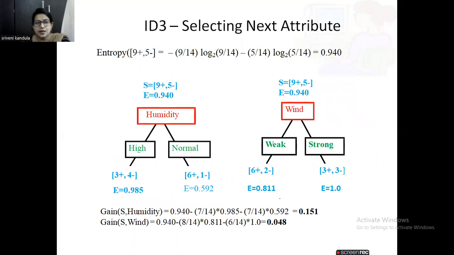Next, similarly, I have calculated the value of humidity and wind too. It is the same procedure. Just cross verify with my answers. Gain of S comma humidity is 0.151. Gain of S comma wind is 0.048.